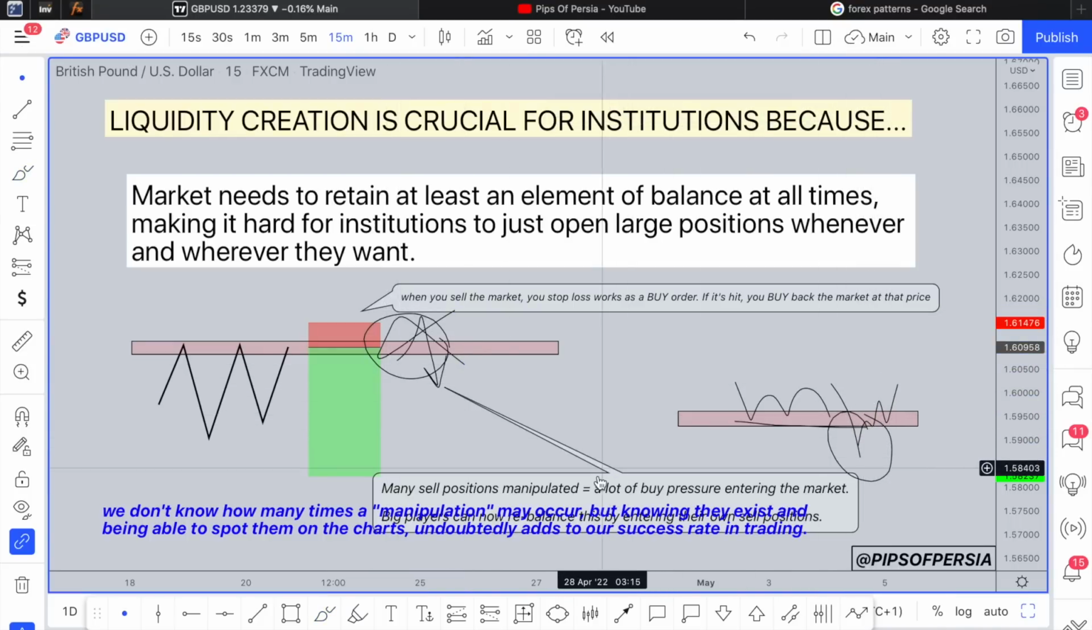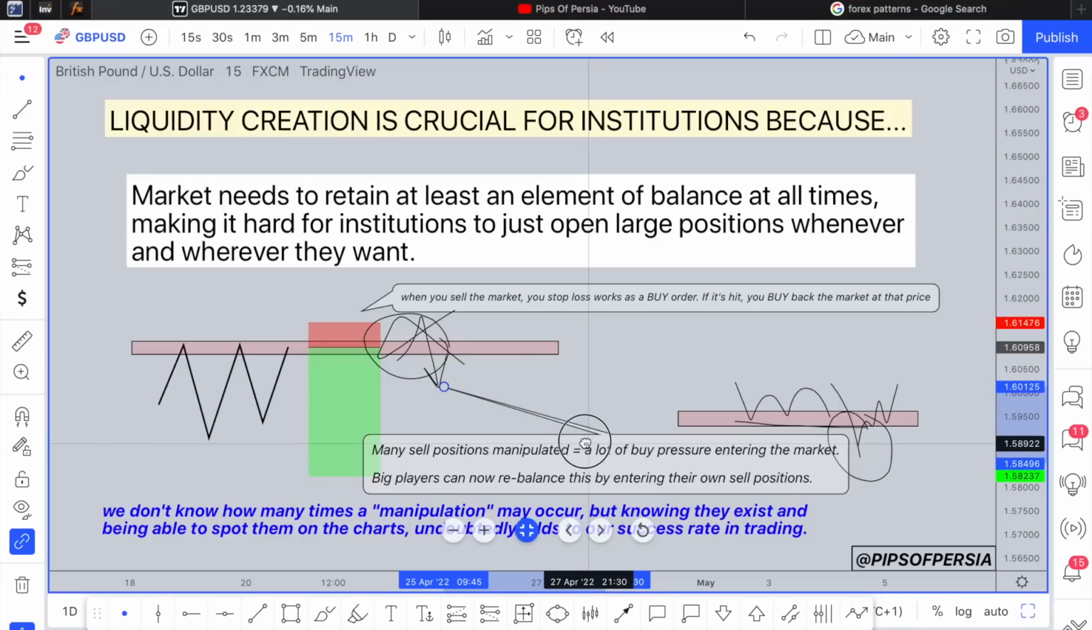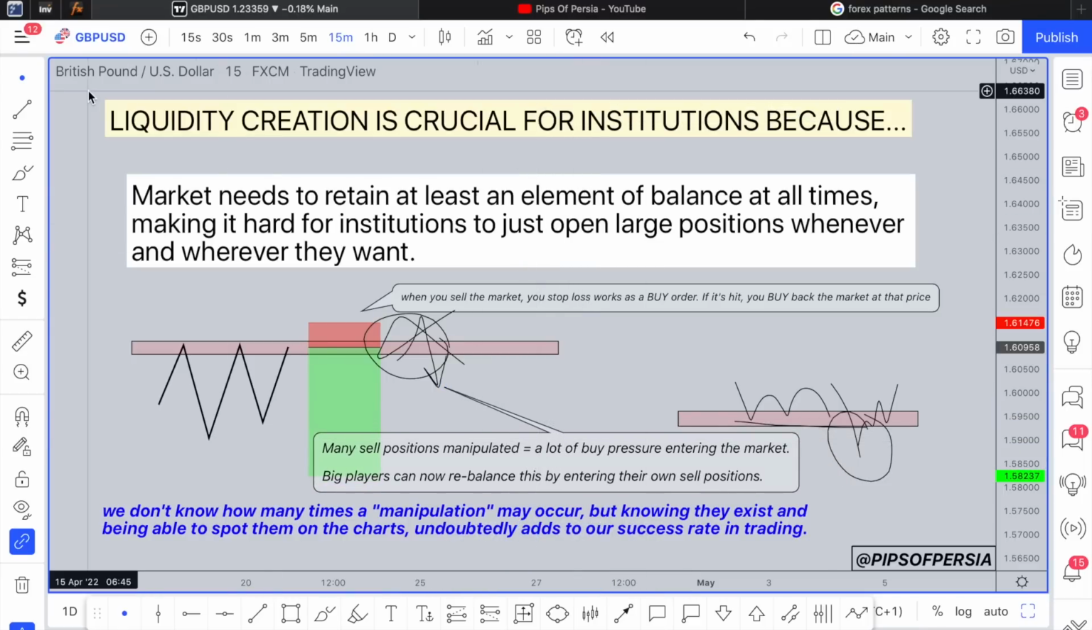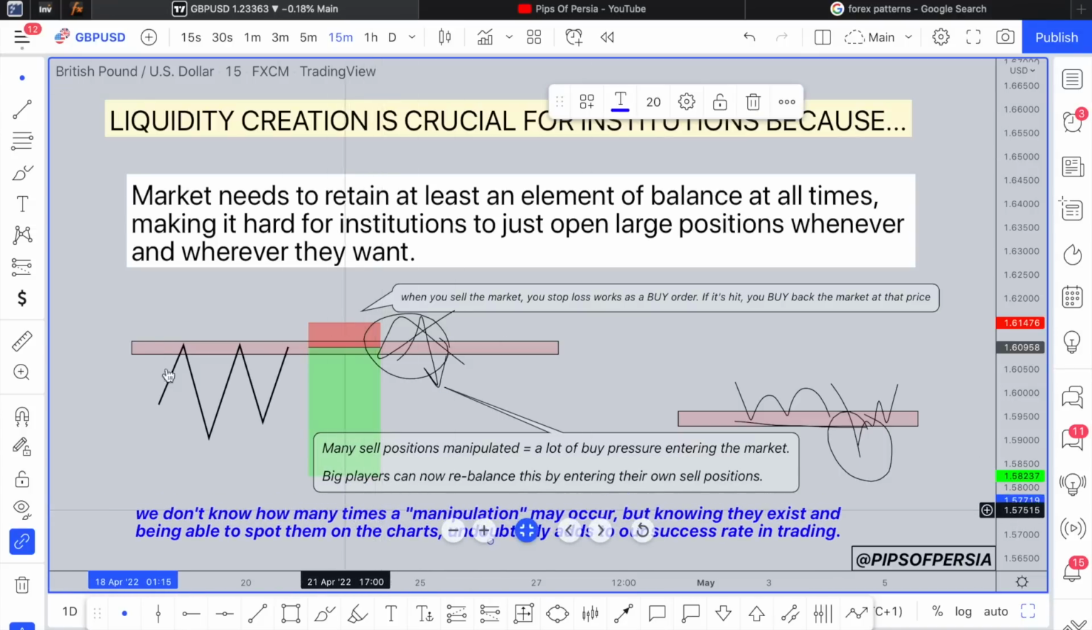I hope this explanation made sense. This was probably one of the most important breakthroughs I had in my own trading. But although it was a very important aspect in my own trading, it's important to note that we do not know how many times a manipulation may occur.